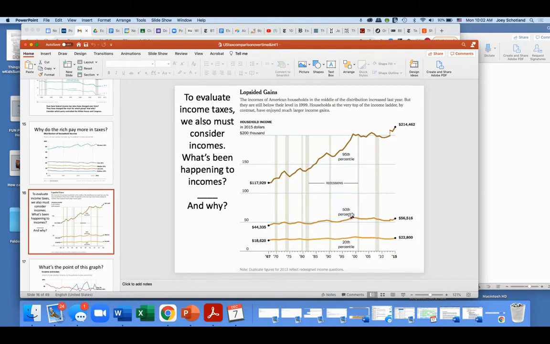Here's the middle class, 50th percentile. How would you describe their income growth? A big increase, a big decrease, or more or less flat?